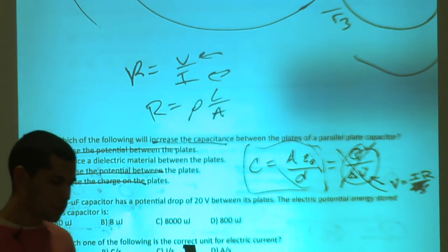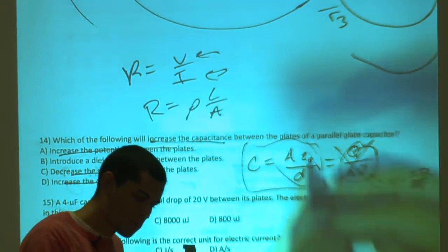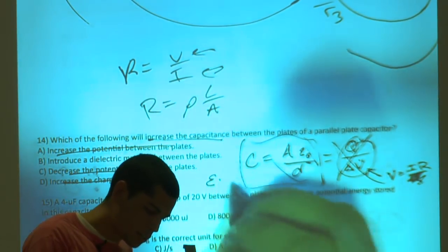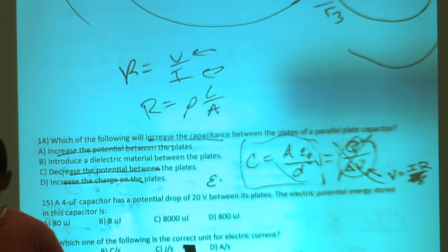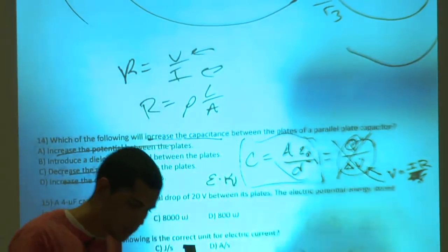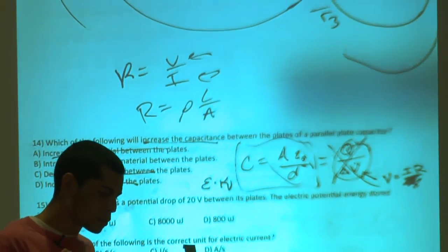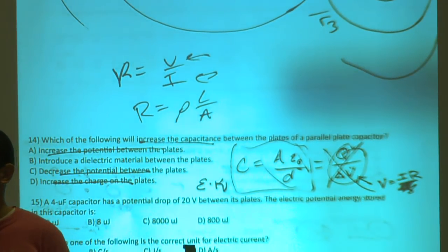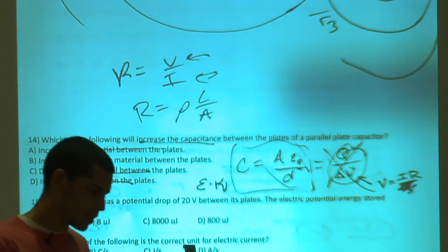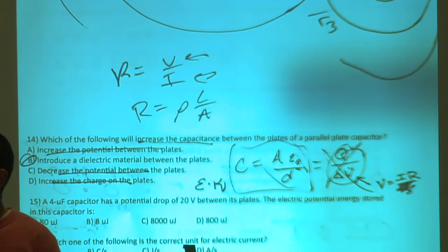We can see here, if this was a fill-in-the-blank problem, our epsilon naught is essentially epsilon naught times the dielectric constant. Who knows the kappa, right? So we'll see our kappa for the constant of our dielectric, and our kappa will be directly proportional to the capacitance. So if we introduce a dielectric material between the plates, we will increase the capacitance. Yes?